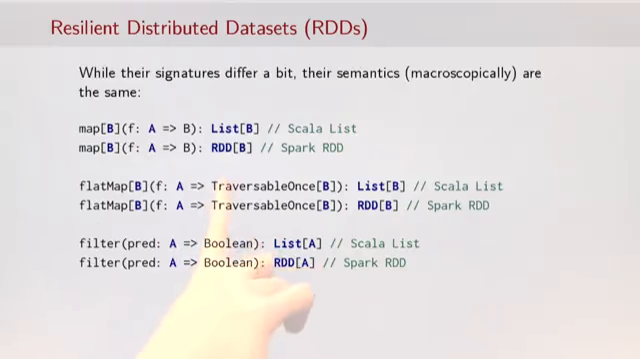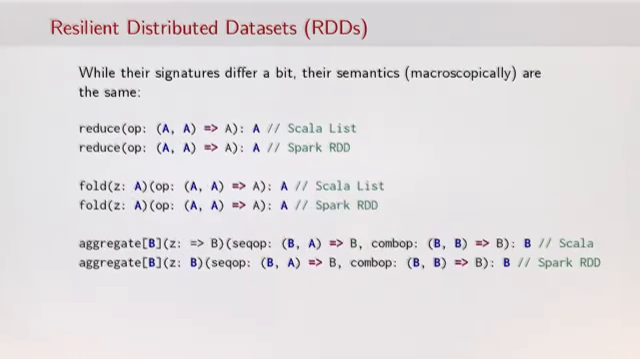In the case of RDDs, of course, the return type is going to be an RDD rather than a list if we compare the signatures of map, flat map, and filter. Otherwise, everything is basically the same. In the case of map, both RDDs and lists take a function from A to B and apply this to all of the elements in the collection. The same is true for flat map and filter. When we look at these reduction operations, same thing. We have effectively the same signatures.